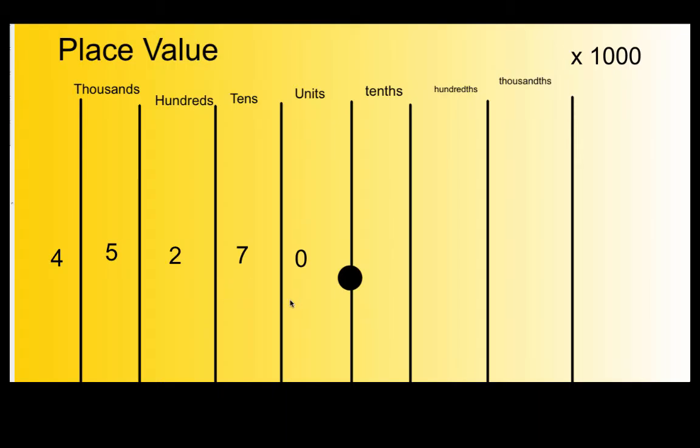Time for you to have a go. Okay, so it's your go now. I want you to times 4.8 by 10. Because it's by 10, you're going to move it up one place in the place value chart. You have a go now.